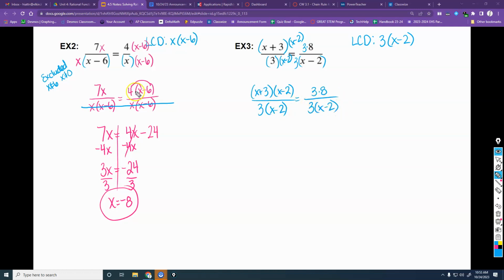And the order on these two doesn't matter. You could do x plus 3 times x minus 2, or you could do x minus 2 times x plus 3. And then your denominators are the same, so you can cross those out, leaving you with x plus 3 times x minus 2 equals 24.